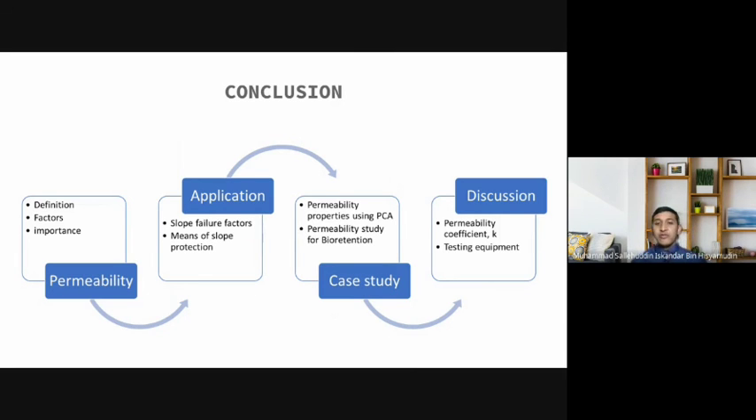And the fourth chapter is discussion. In this chapter, we discussed the permeability coefficient K along with the testing equipment which we need in studying permeability.